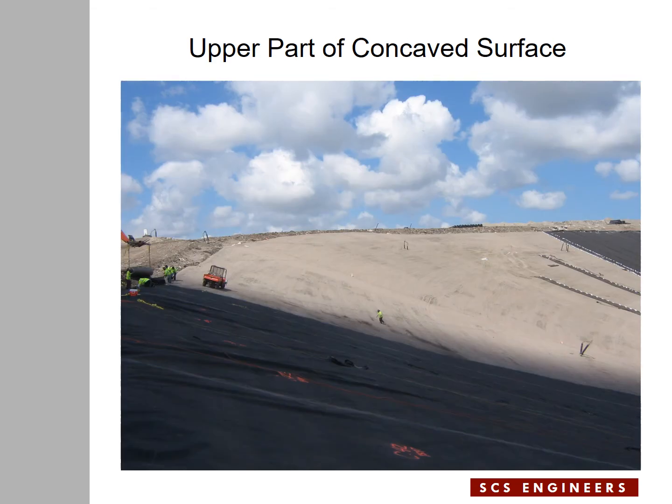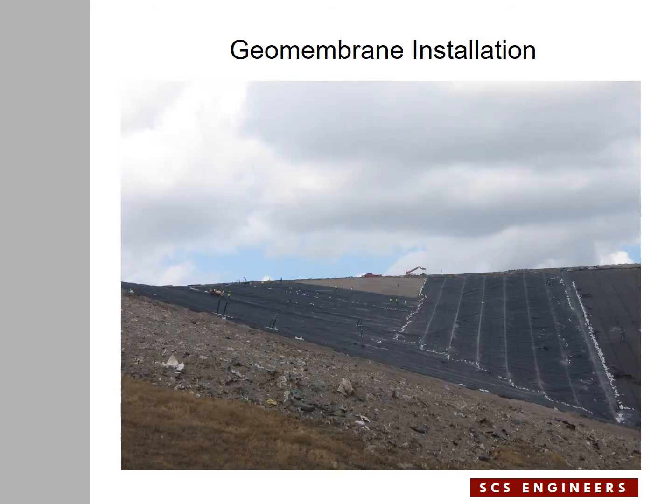Here it shows the upper part of the concave surface. The soil has been graded properly and it's ready to receive geomembrane, and the geomembrane panels are going to be installed in a certain way that is up to the superintendent of the installation crew. This is what I meant by the geometry of the panels.